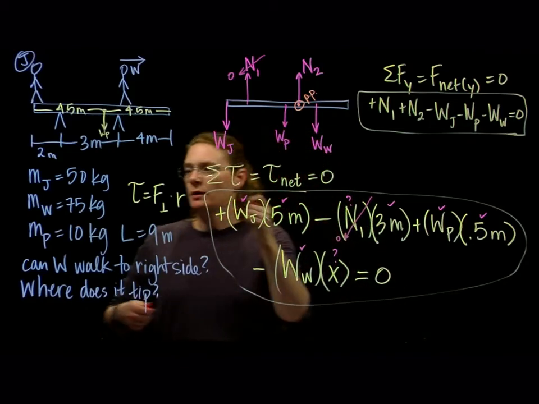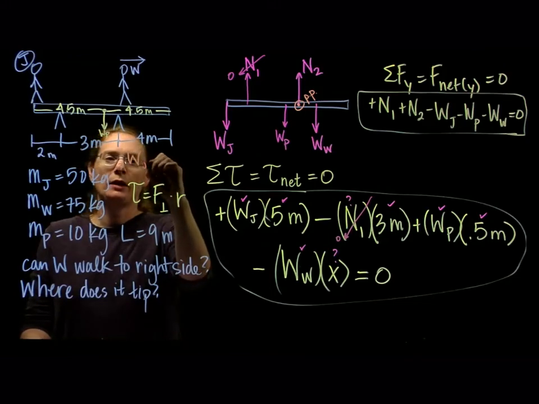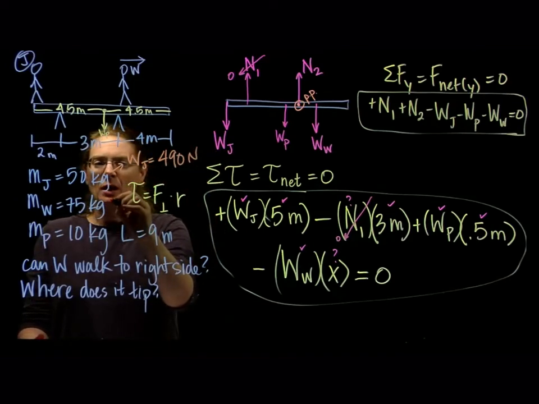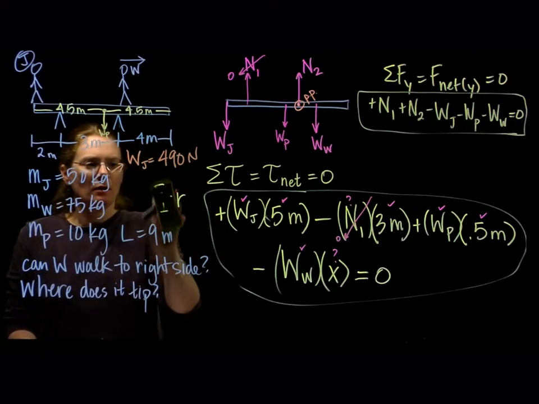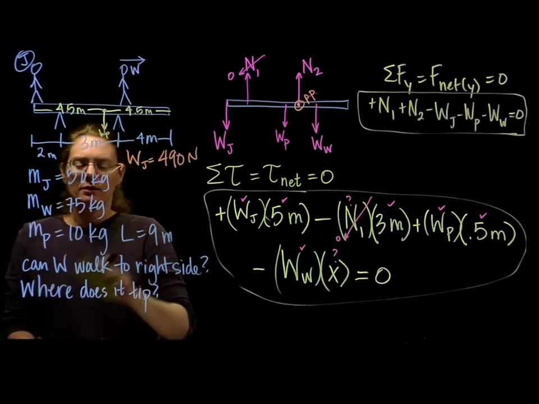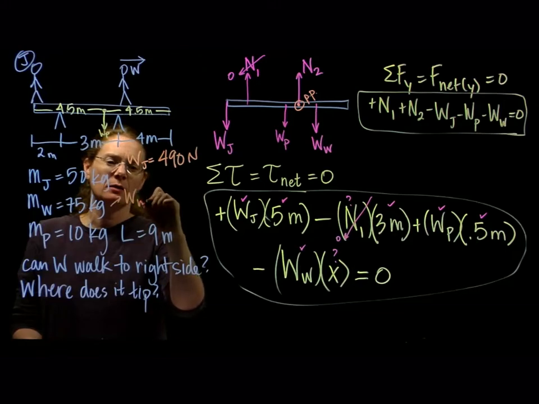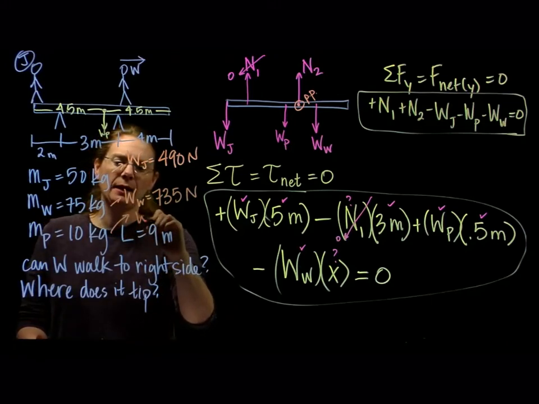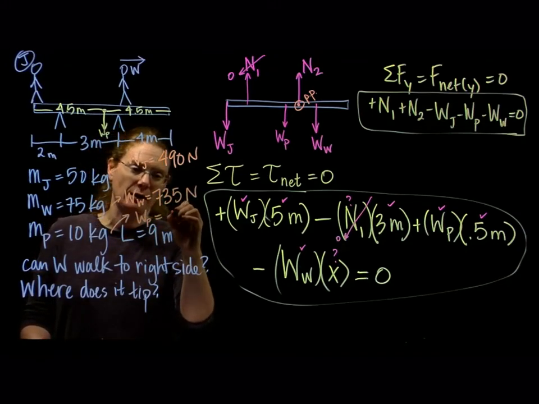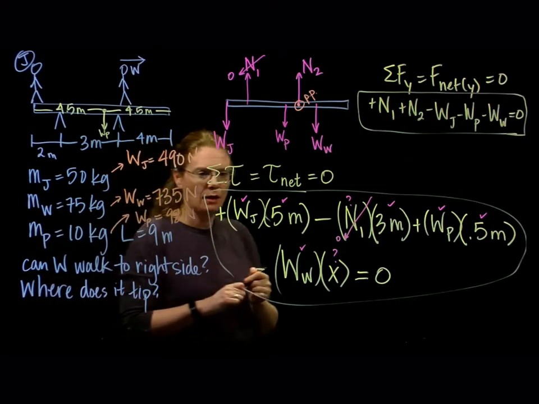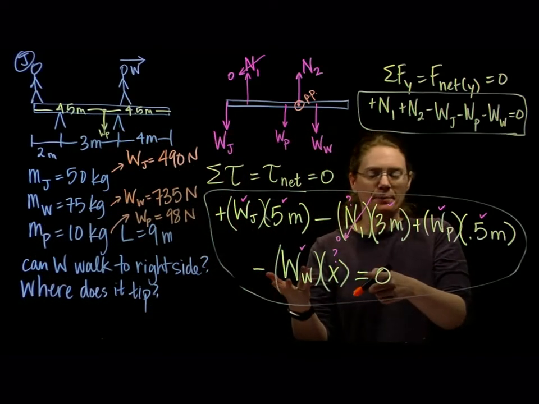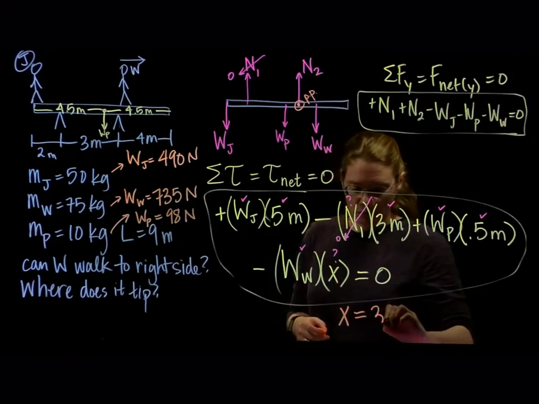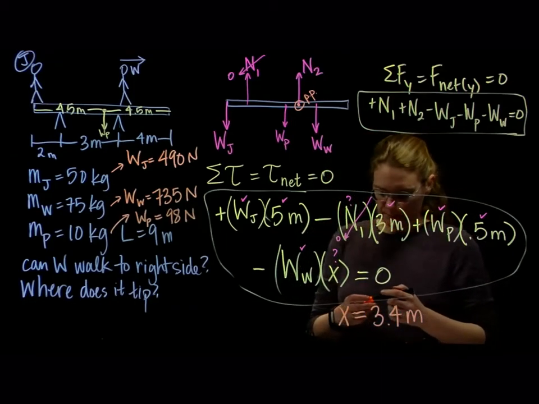Now I have an equation where I know absolutely everything except X. So I'm going to have to convert all these to weights. The weight of Jeeves would be 50 kilograms times 9.8, which would be 490 newtons. The weight of Wooster, 75 times 9.8, 735 newtons. The weight of the plank, 10 times 9.8, you can do that one in your head, 98 newtons. So we know all the weights. We can solve it for x. And if you do the math, you end up with an x of 3.4 meters.